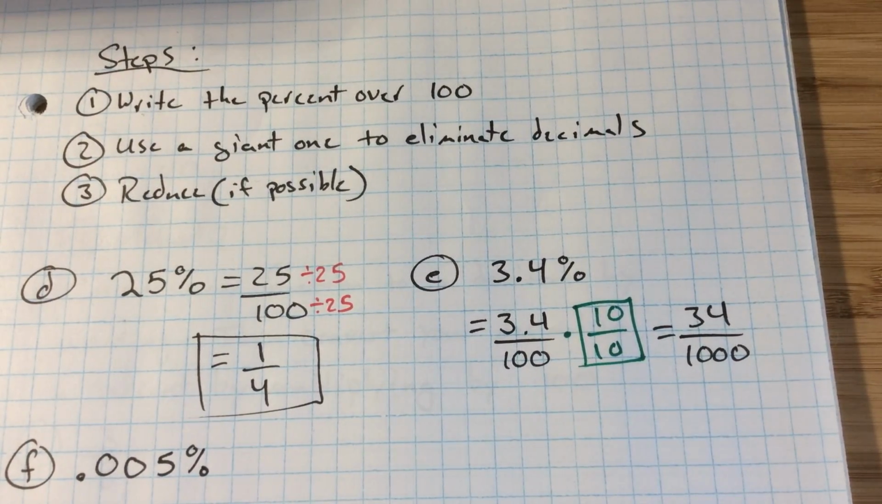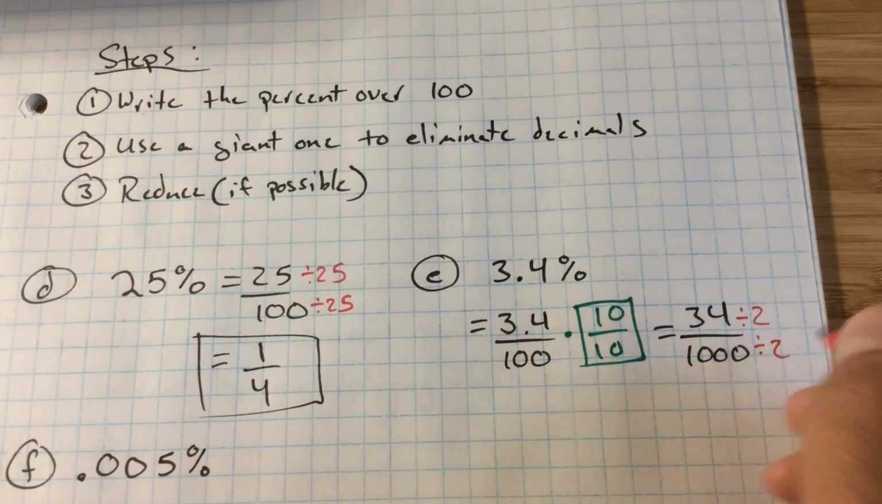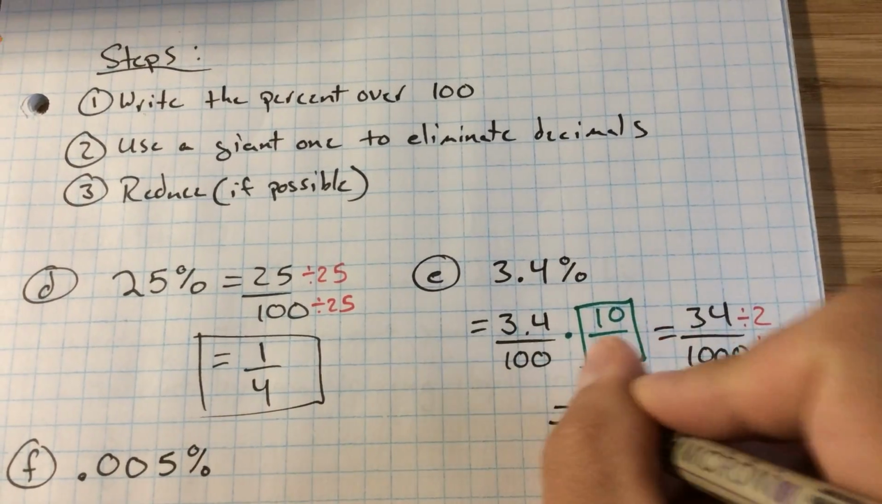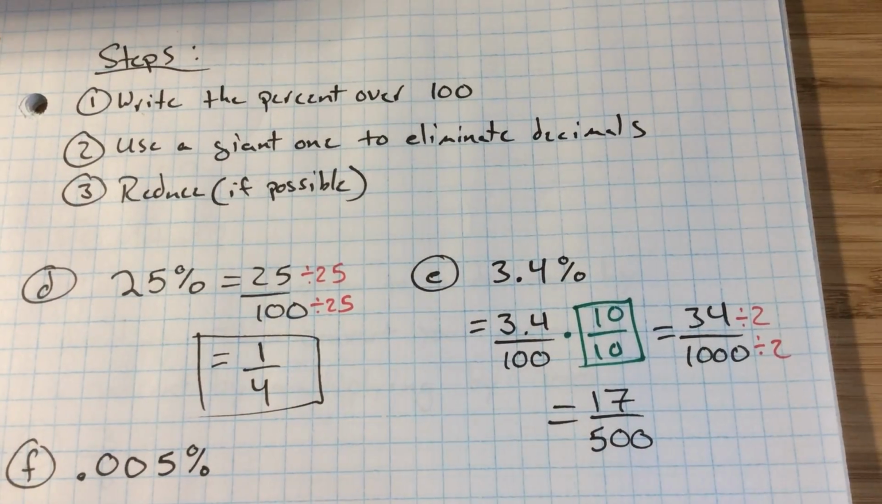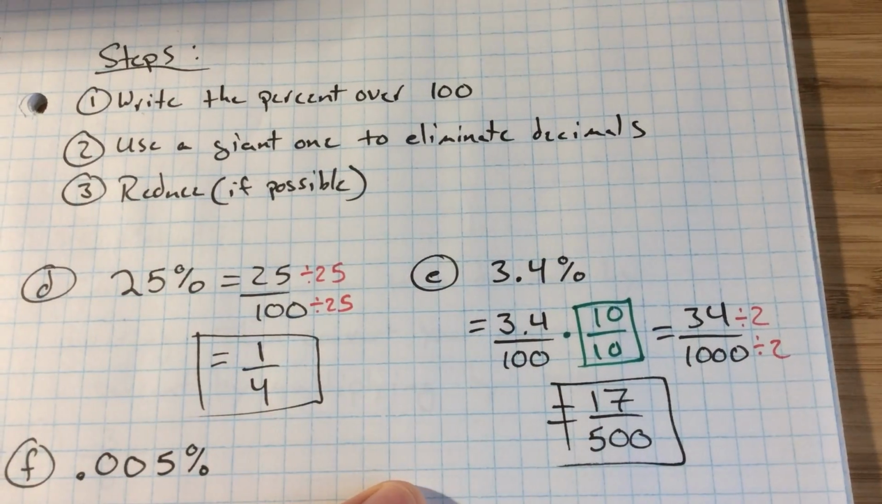But I'd like to reduce it because I know I can. So again, I'm going to keep using my even number step here. So as long as I know they're even numbers, I can divide them both by 2. When I do that, I come out to 17 over 500. And I'm pretty sure that 17 does not go evenly into 500. So I think that's as simple as we're going to get it.